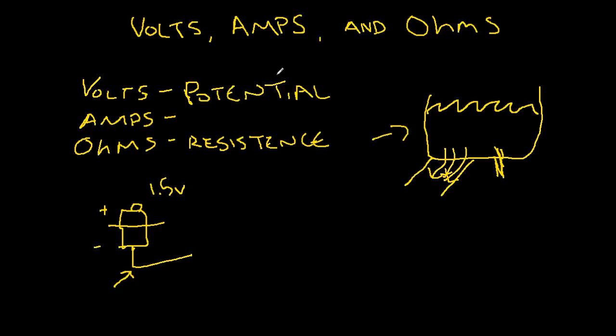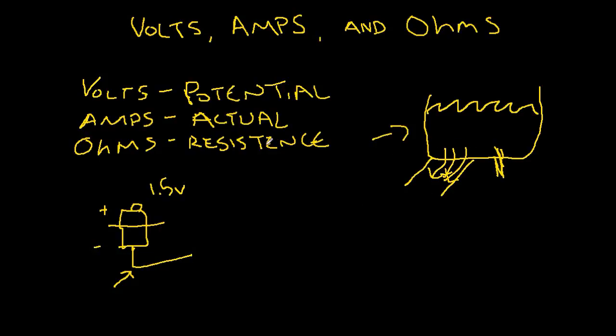Amps is the amount of electrons, or the amount of water in our analogy, that's flowing through our circuit currently, right? So it's our realized or actual energy. Like what is currently flowing through our system right now, right?